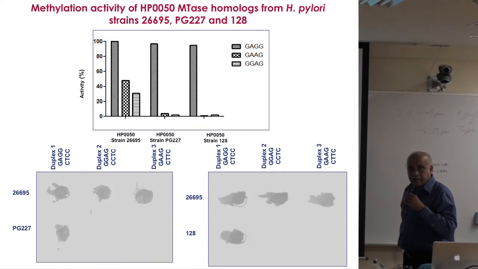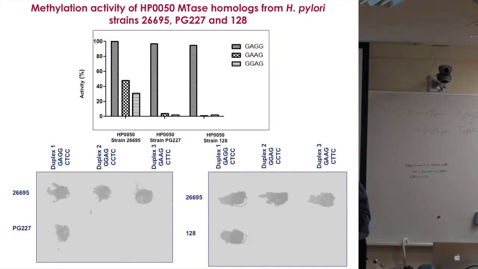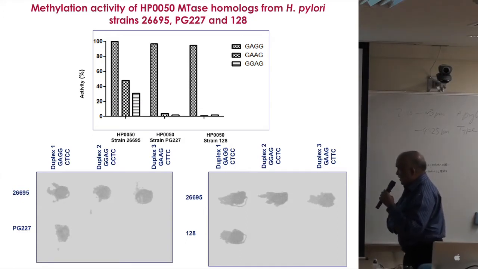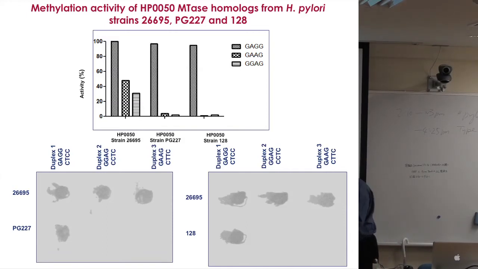Now, you can purify the protein and do the methylation, or you can do something known as a Far Western, that we plan to do here in the next 2 or 3 weeks that I'm here, to take DNA, methylate it, and then use antibodies against the methyl adenine. And you can actually see that these things happen. If you want, I can just explain here. In 26695, if you use these duplexes, you get this, whereas if you use the 128 or the 127, only 1A is methylated, whereas if you have GGAG, it does not methylate at all.